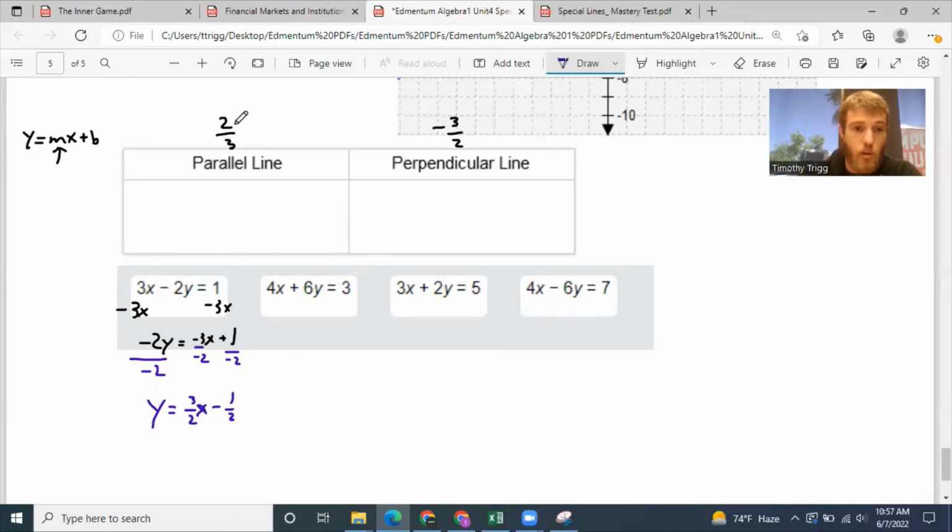Well, does it have a slope of 2/3? No. Does it have a slope of -3/2? No. So this one's a neither. So this one's not going to go in either box. Okay. Let's go ahead and try the next one.